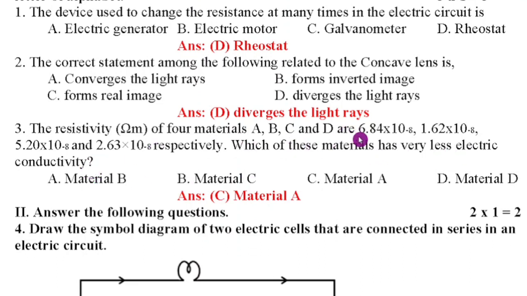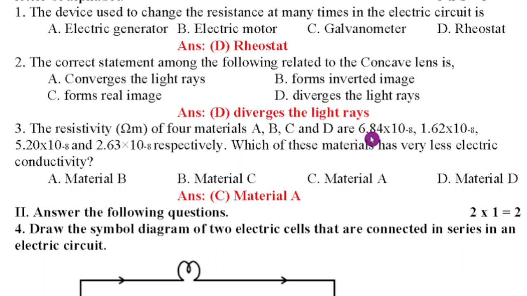So here you can see the resistivity of each material. Here 6.8 is there. One thing you should know: in resistivity, if the material has high resistivity, are you getting it, children? If the material has high resistivity, it shows only less electric conductivity. Those having very less resistivity are good conductors.